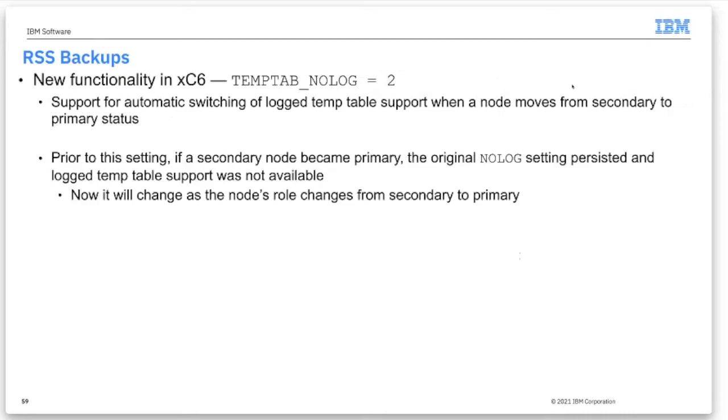So what's the change to this parameter? If a secondary transfers over and becomes the new primary, that temp tab no log is still trying to force all temp tables to be non-logged, which could break some of your application syntax. For example, if you simply say create temp table, it's going to try and create a logged temp table, and it's not going to work. So there's now a flag 2, which will dynamically modify the process of creating temp tables to match the state of that instance. If it's a secondary instance, they'll be created one way. If it becomes a primary, it will change the way the temp tables are created.